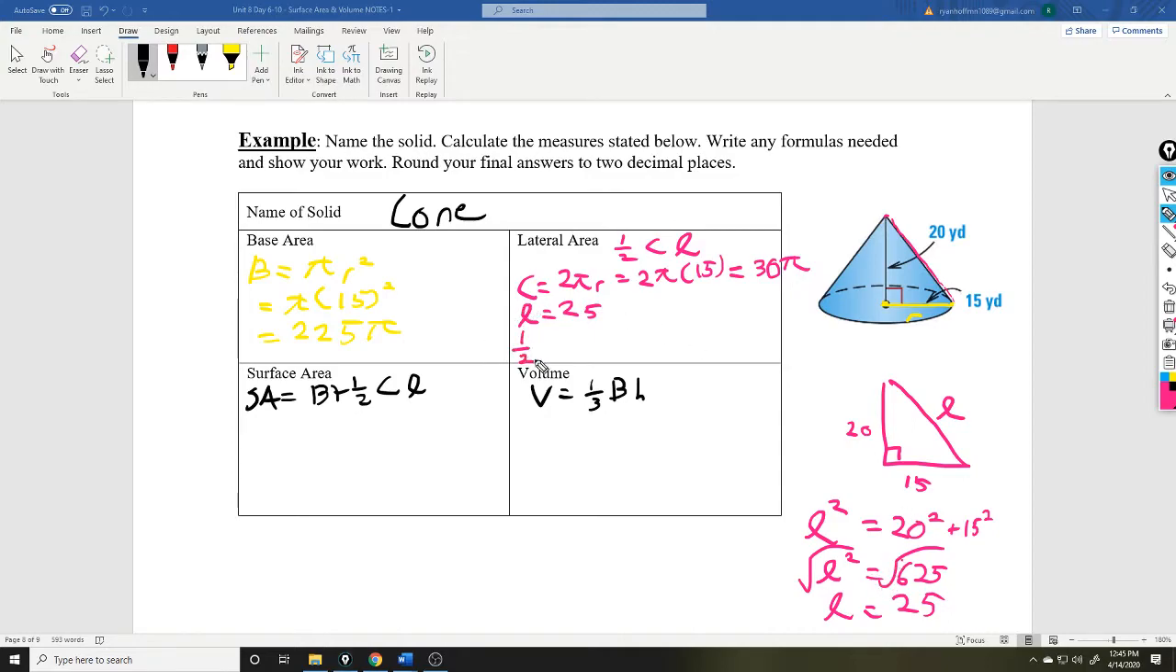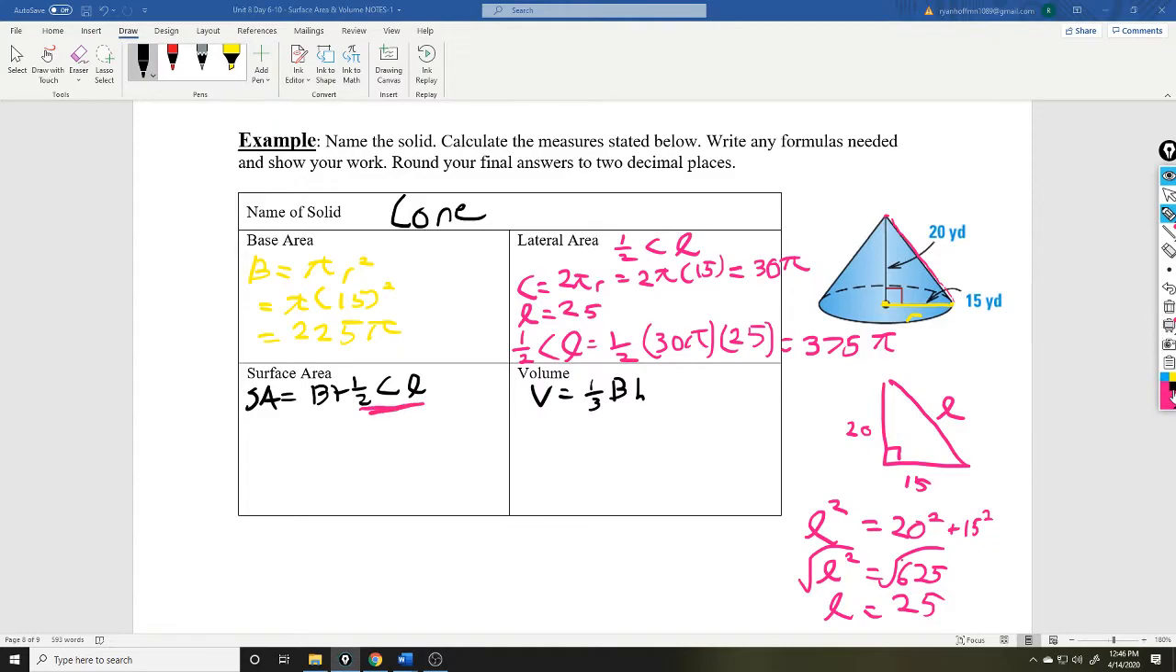1/2 circumference times the slant height. 1/2, circumference is 30 pi, and our slant height is 25. Let's see, half of 30 is 15, and 15 quarters would be just under $4, $3.75. So 375, and then keep the pi on it. There we are. That's our lateral area. That is this part of the formula.